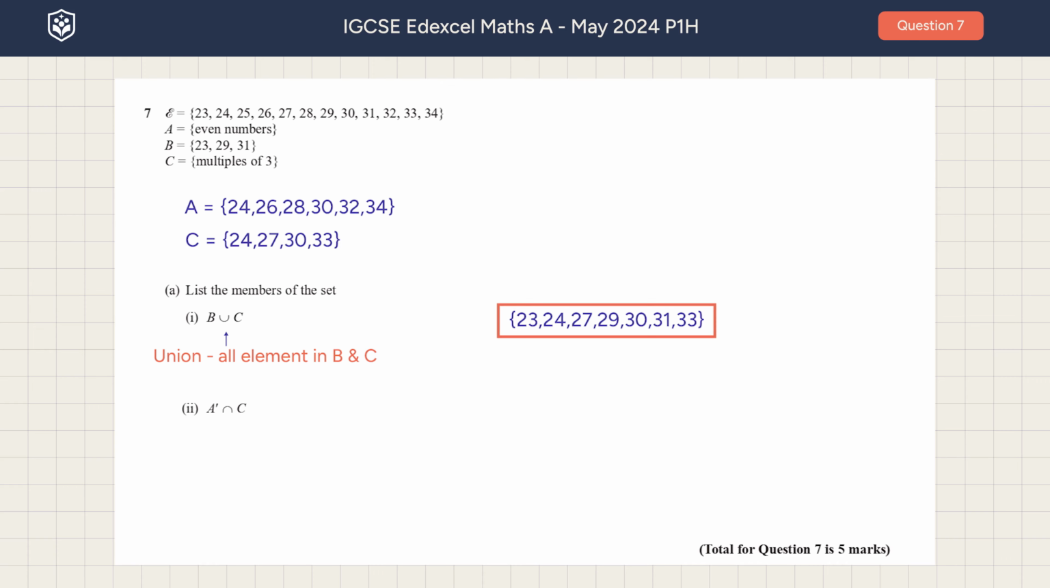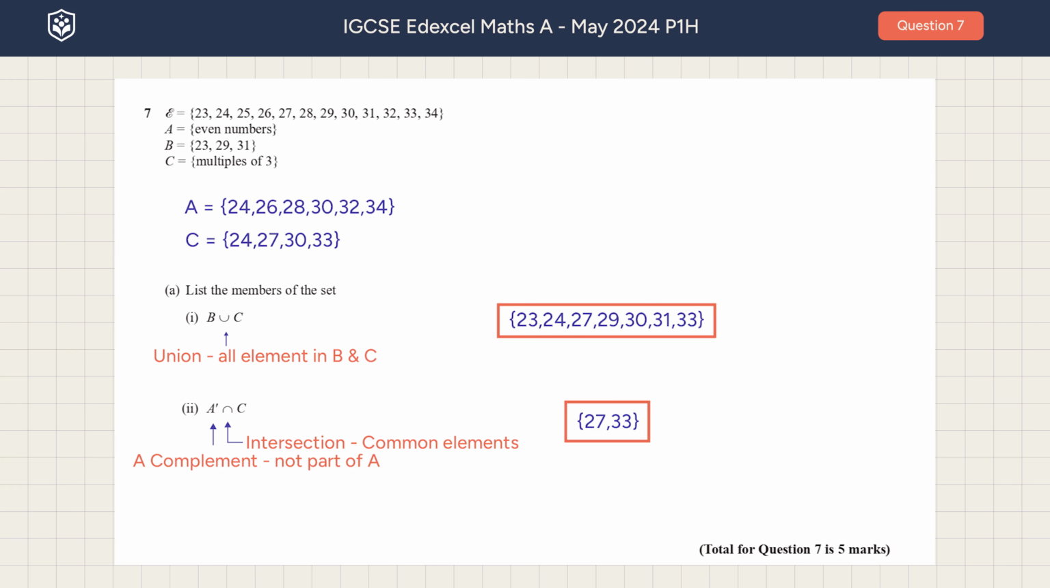Part 2 asks to list members of set A complement intersection C. A letter with a dash on the top right means the complement of the set, which is what's not part of the set. So in this case, A complement means not a part of A. And the symbol with a U facing down is intersection, meaning all common elements of A complement and C. So the answer is 27 and 33.